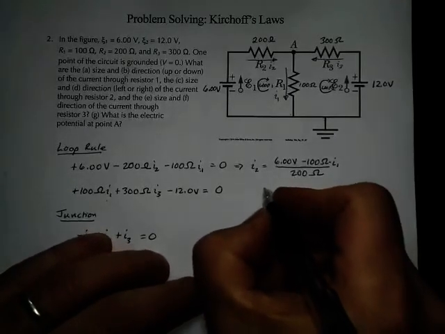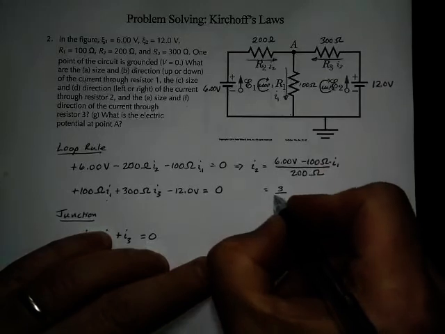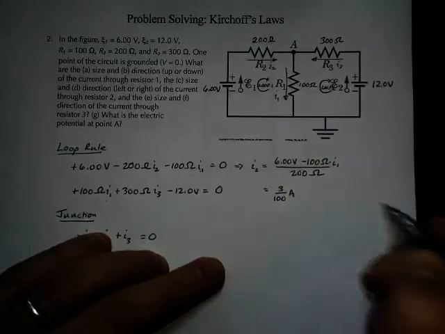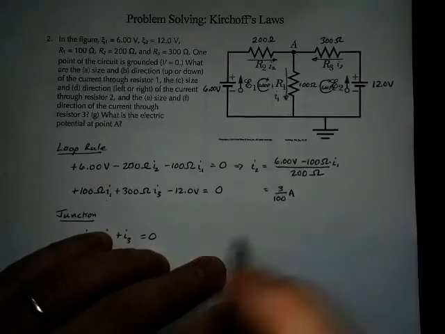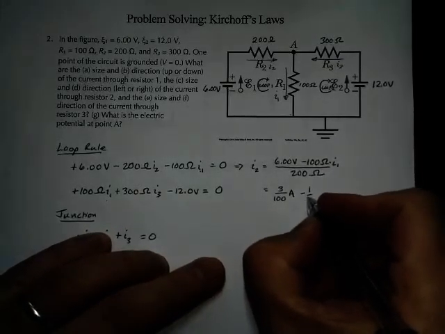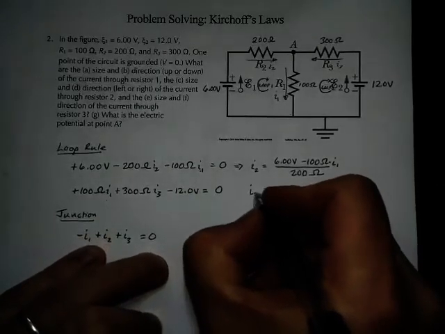So here's where I go off the rails because I like fractions and most people don't. This is 3/100ths of a volt per ohm. That's 3/100ths of an amp, or if you prefer, you could write that as 0.03. 100 over 200 is minus 1/2 I1. So there's an expression for I2.